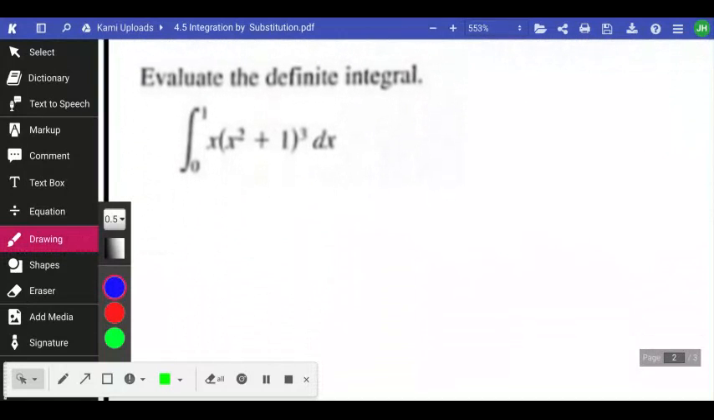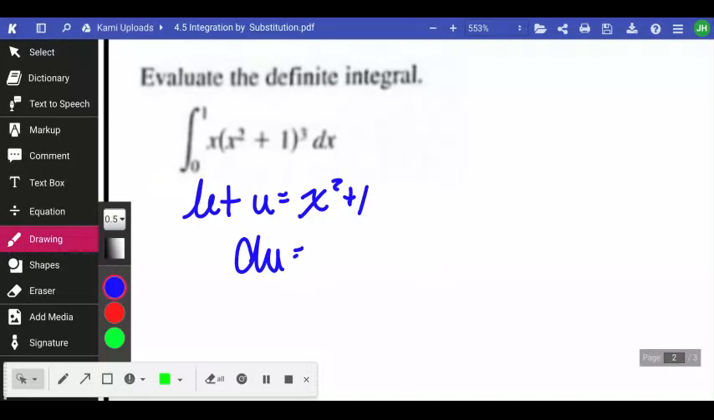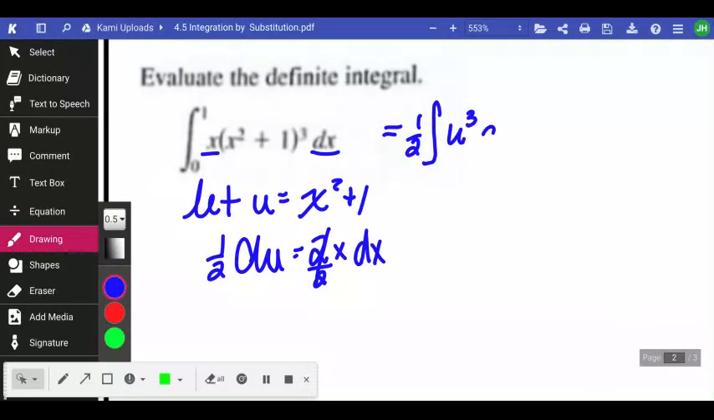So this problem looks a little bit familiar. So let's go ahead and find our u. Let u equal x squared plus 1 as we had before. Du is still 2x dx. However, I need it to be x dx. So I am going to then multiply both sides by 1/2 or divide both sides by 2, whichever way your brain does it, so that it matches. So now I have the integral, the 1/2 I'm pulling out front, of u cubed du.